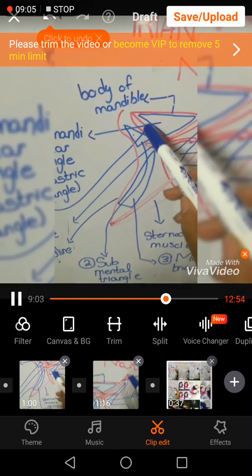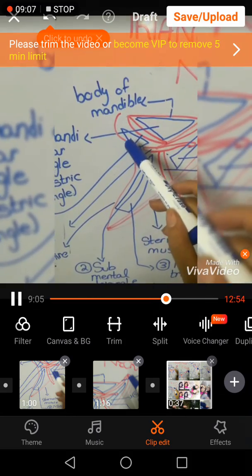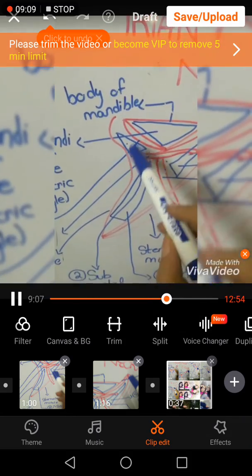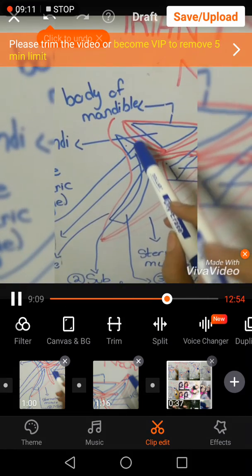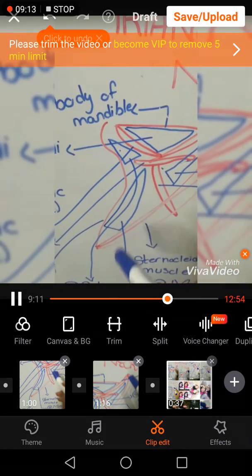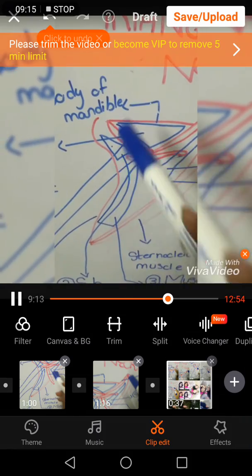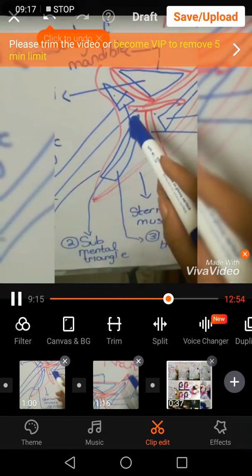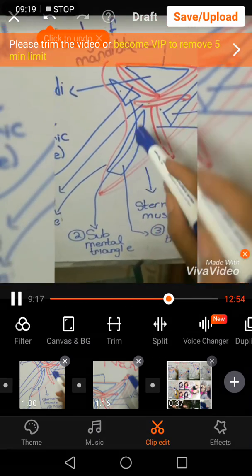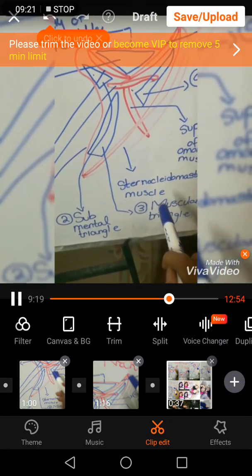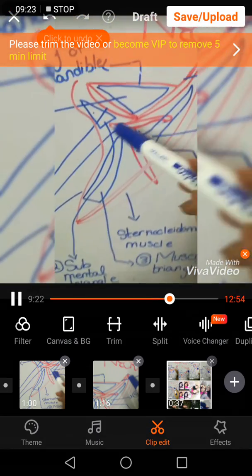Now, when we have studied the relations, let's study the contents or the structures. The only structures present in the submental triangle are your submental lymph nodes. Now coming to the third triangle, which is this one. This triangle is called your muscular triangle. Now what are its relations?